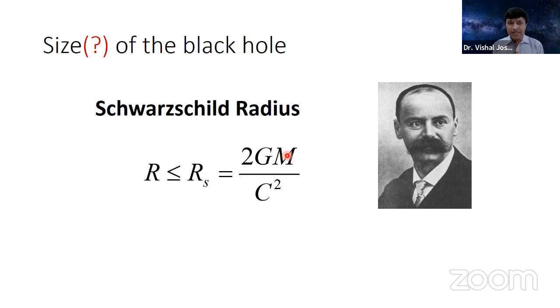The escape velocity is a function of the mass of the body as well as the radius of the body. If you hold the mass of the Earth as it is and you reduce its radius, you are actually reducing the distance from the center, and that way you are increasing the escape velocity. So escape velocity will increase.